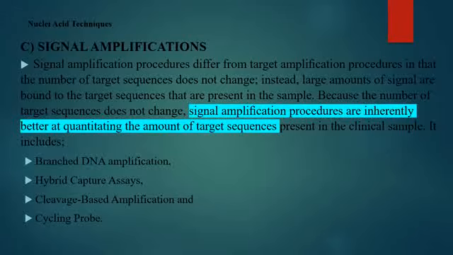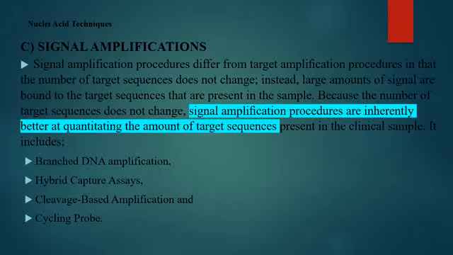So in the target amplification, you are multiplying the target. But in the signal amplification, you are now binding different signals to the same target. So it's possible to measure the quantity of your target in a sample because it does not change. The quantity does not change.